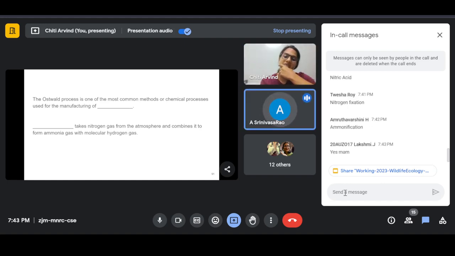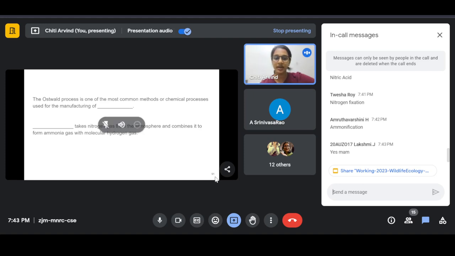Okay, so this process is actually called the Haber process, H-A-B-E-R, which takes nitrogen gas from the atmosphere. All right, thanks Srinivasa. So the process is called Haber's process, and the Oswald process is the process of manufacturing nitric acid.